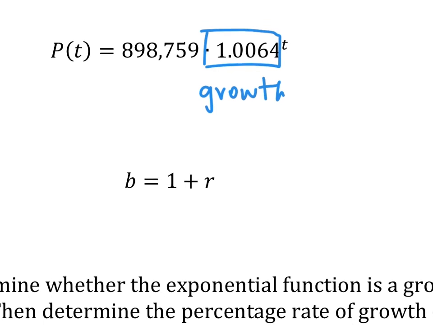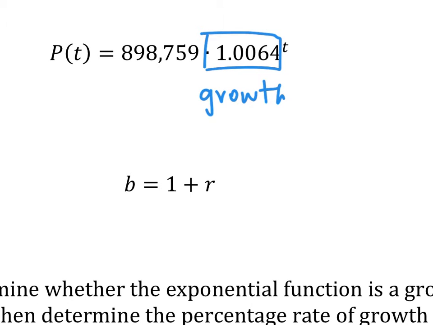So if you want to figure out how much you're growing or how much you're decaying, then you compare it to 100%. So the base is equal to 1. This 1 just means 100%. And then plus r. r is the rate. So is it adding on a number or is it subtracting a number? That tells you whether you're growing or not.